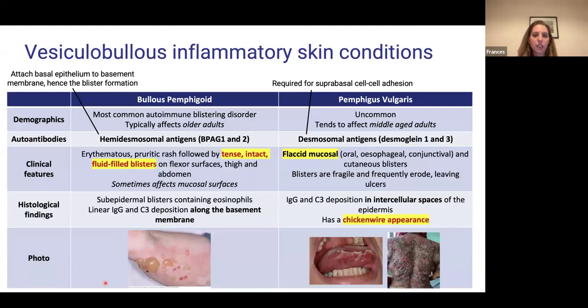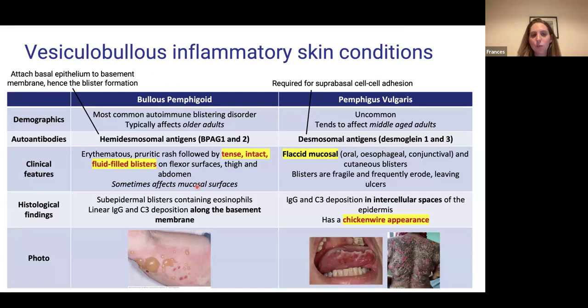Okay, so the vesicular bullous conditions are predominantly for LabMed split into bullous pemphigoid and pemphigus vulgaris. And these ones always come up. And no matter what you do, you will always see that both of them are going to be one of your answers in the MCQ. So you really need to know the difference between these two. Otherwise, it'll be impossible to answer that question.